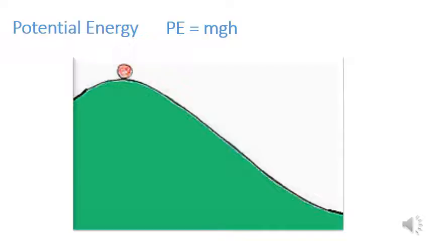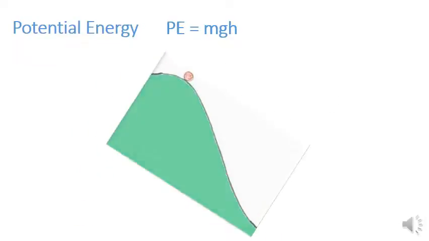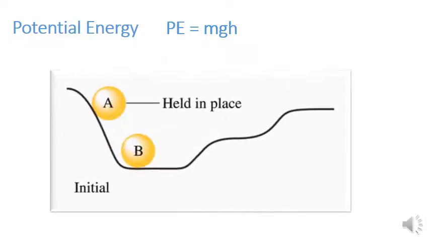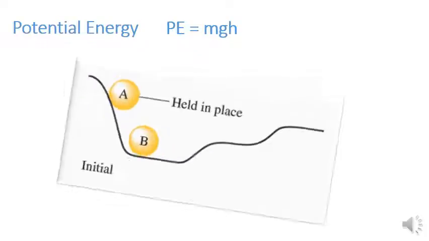This ball possesses a ton of potential energy just by its position at the top of the hill. Now, if the ball were to start to roll, its potential energy would be converted to kinetic energy. If ball A were let go, the potential energy would be converted to kinetic energy. But ball A, held in place, has energy of position simply by the fact that it has the potential to do some damage on B.